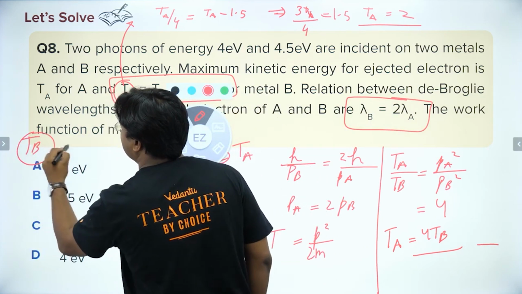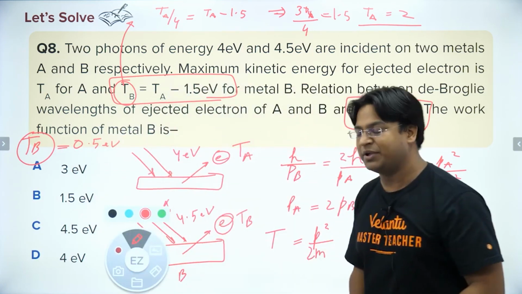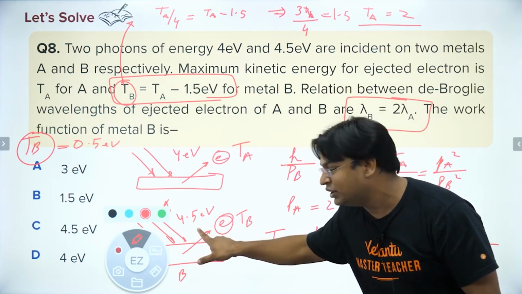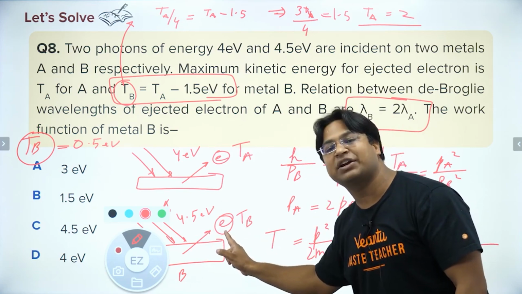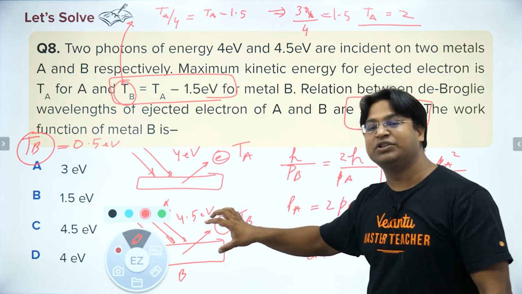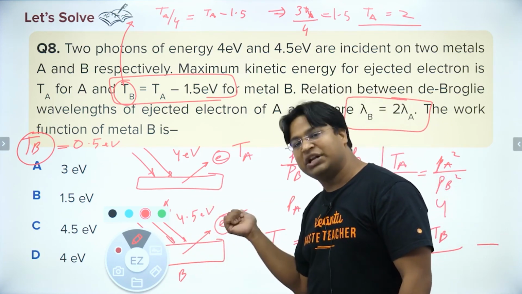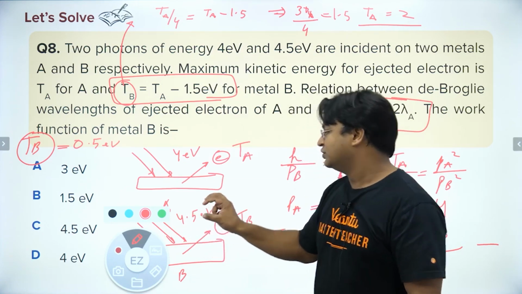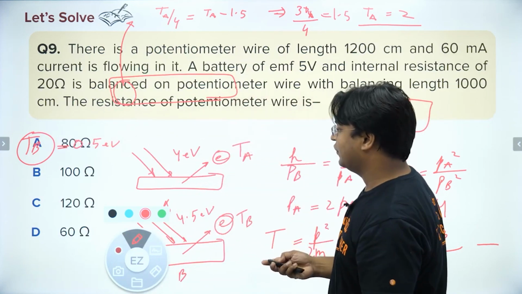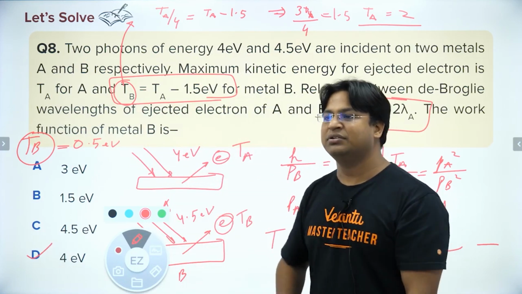Now the question is asking for the work function of B. How do we find the work function? The energy of the incident photon minus the energy of the electron becomes the work function, right? The energy of the incident photon is divided into 2 parts. One is the kinetic energy of the electron, and the other is the work function. So the work function will be 4 electron volt. All right, is that okay? Everybody got this one?